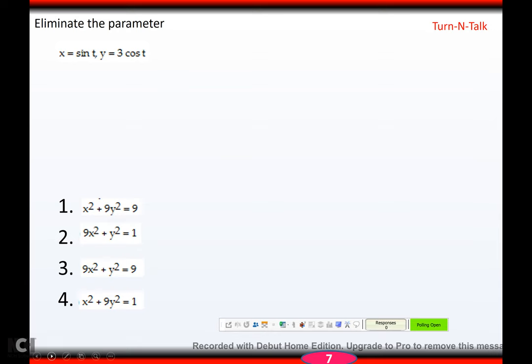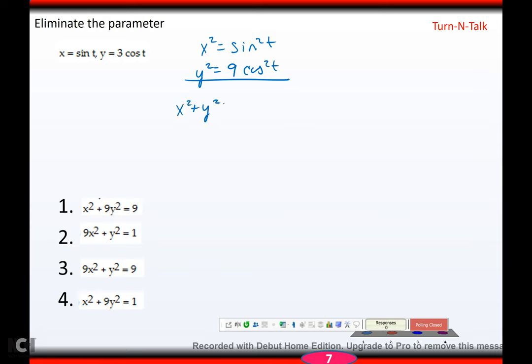This one's not really fair to y'all because, of course, the example one was easy where everything lined up. So if you square these and add them, you get x squared equals sine squared t, and y squared equals 9 times cosine squared t. If I add those, I get x squared plus y squared equals sine squared t plus 9 cosine squared t. Well, the only way to get 1 over here is if that had a 9 on it.